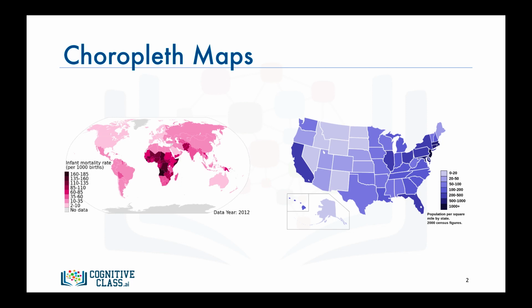According to the map, African countries have very high infant mortality rates, with some of them reporting a rate that is higher than 160 per 1,000 births. Similarly, the map to the right is a Choropleth map of the US showing population per square mile by state. Again, the darker the color, the higher the population. According to the map, states in the eastern part of the US tend to be more populous than states in the western part, with California being an exception.